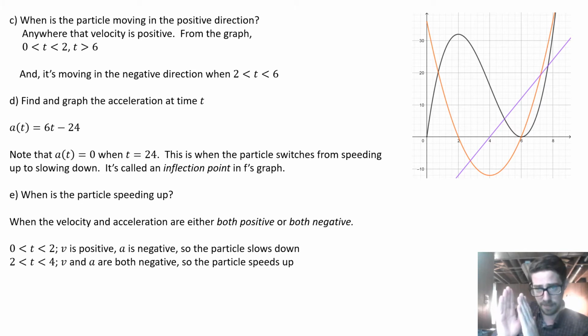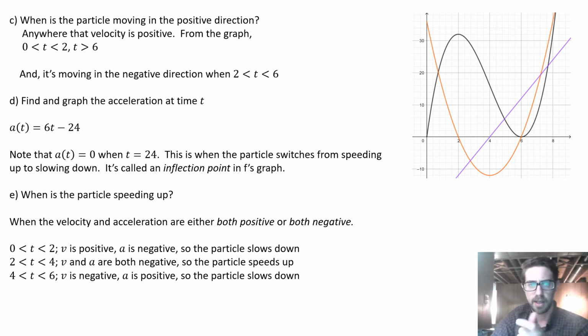Now right between time 2 and time 4, it stopped, so it really has no choice but to speed up. So it speeds up because both the red graph and the purple graph are below the x-axis. So it's speeding up until time 4. And then it switches to slowing down again, which it has to, so that it can stop again at time 6. So between 4 and 6, we have acceleration being positive, velocity being negative. So that means it's moving in the negative direction, but being pulled in the positive direction. So it has to slow down.